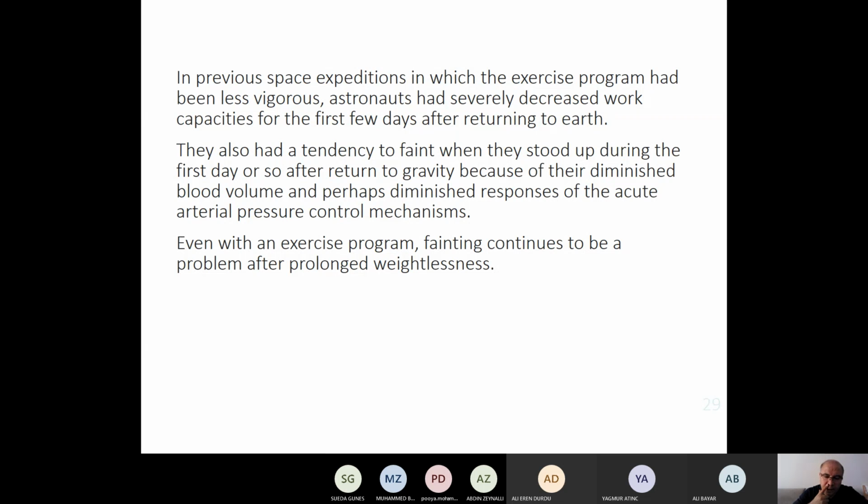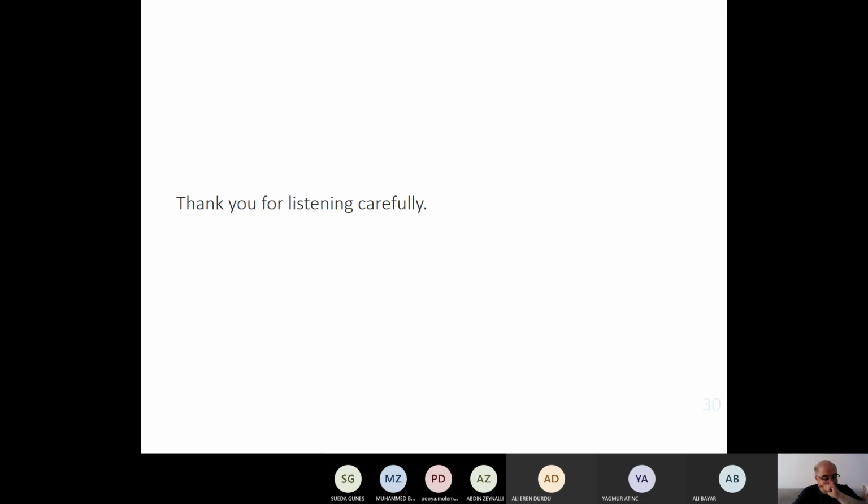Okay, when you wake up in the morning and then blood volume will not be able to fill, so sympathetic activity should be increased quickly. Blood vessels should be constricted and the heart should pump the blood stronger, but there is not enough volume, so they can faint. They have orthostatic hypotension. Even with an exercise program, fainting continues to be a problem after prolonged weightlessness. Okay, I think that's all for space physiology.